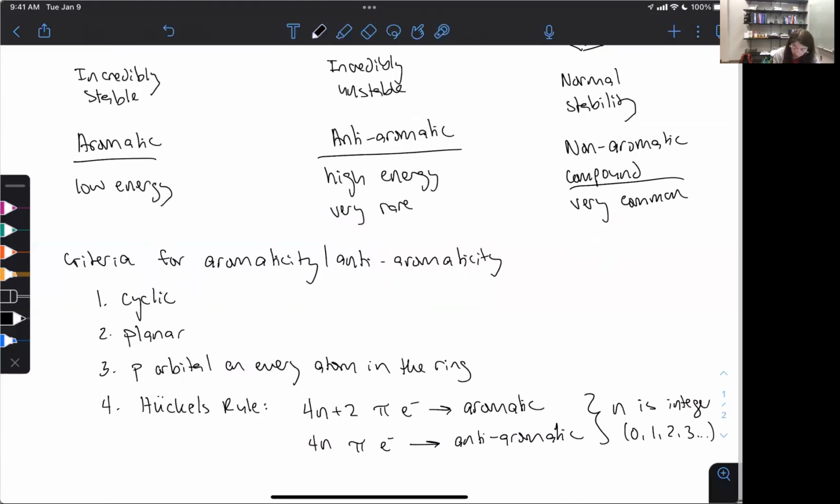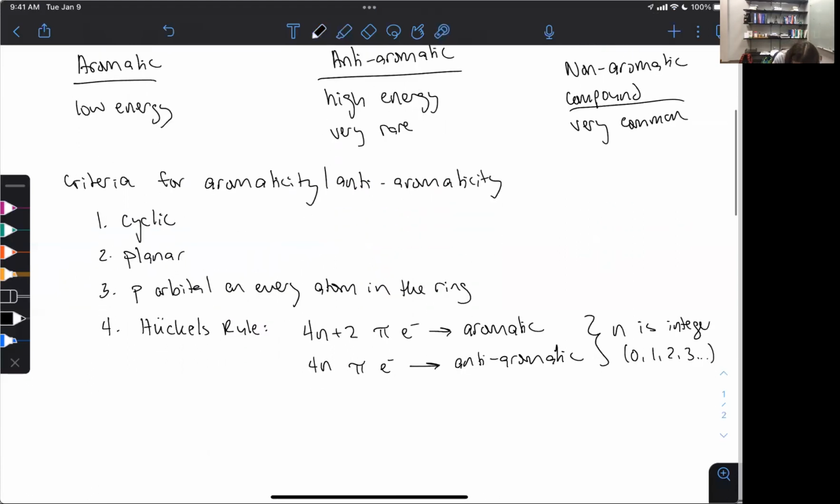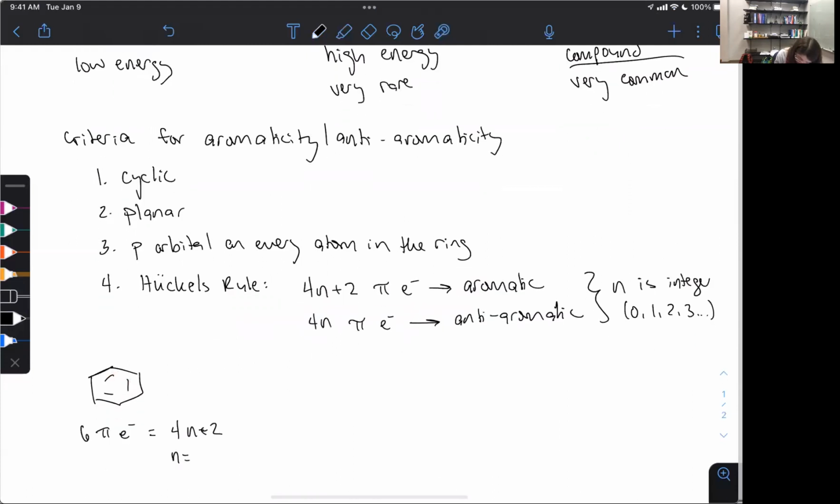So if we take a look at some of our examples here, we look at benzene. We would count the pi electrons as whatever electrons are in the pi bonds. So we've got 2, 4, 6. So we've got 6 pi electrons. That's going to fall into that 4n plus 2 category when n equals 1, right? So if n is 1, 4 times 1 plus 2 is 6.